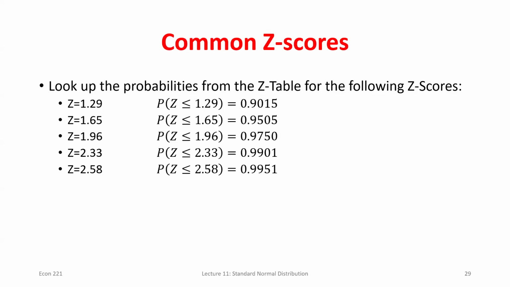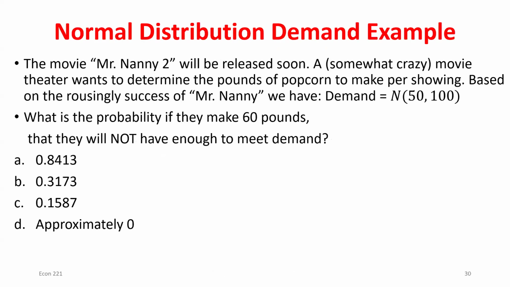Okay. So all of this to be said, how could I work through an example? Let's say I had this weird example. If you haven't seen the movie Mr. Nanny, it's with Hulk Hogan. Let's say they want to release a new one, right? So they've got this normally distributed variable, and it's the pounds of popcorn at this movie theater. This ages me a little bit.